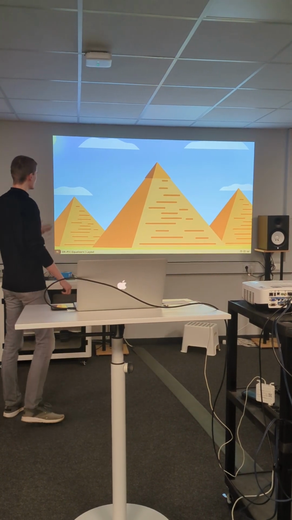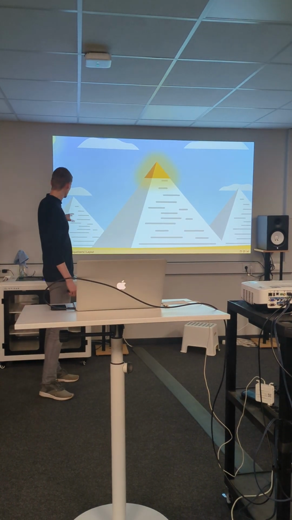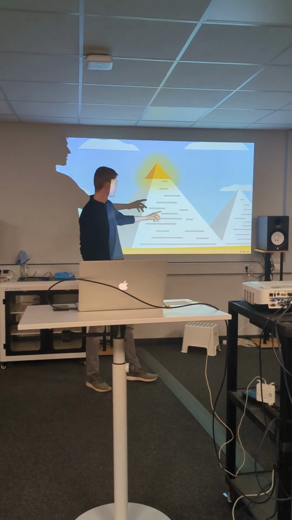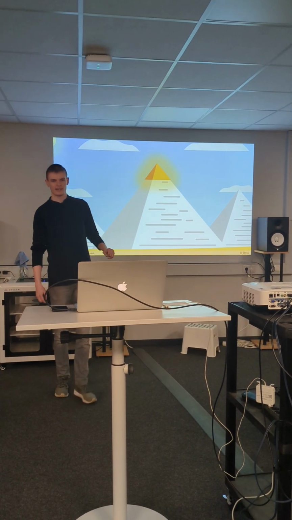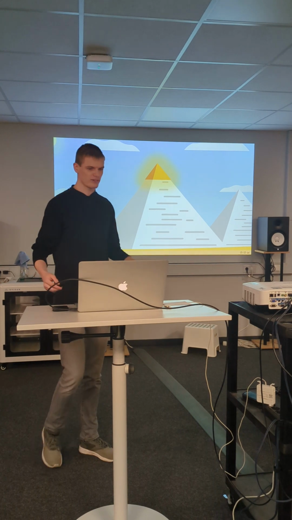So let's go on from the mood board and take a closer look at the pyramids. In ancient times, the pyramid wouldn't have looked like this. They actually would have been clear white, built out of limestone, and then the main pyramid probably had something like a golden detail on top to make it stand out from the rest.